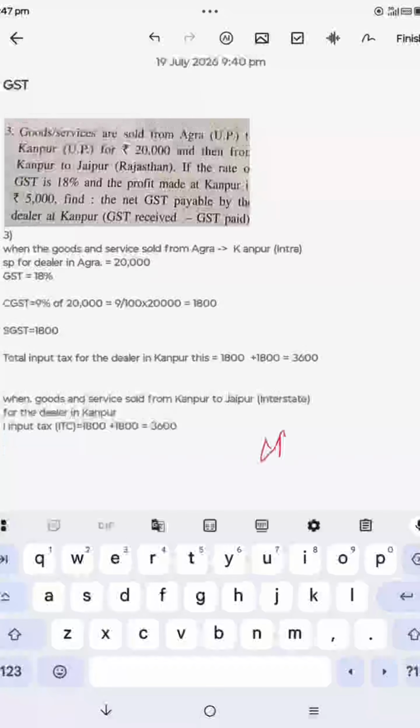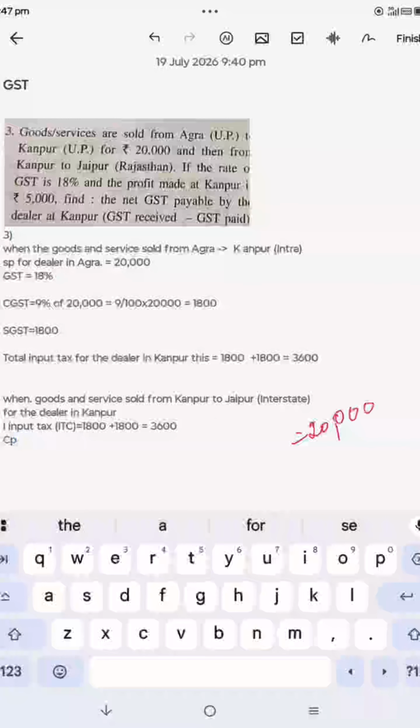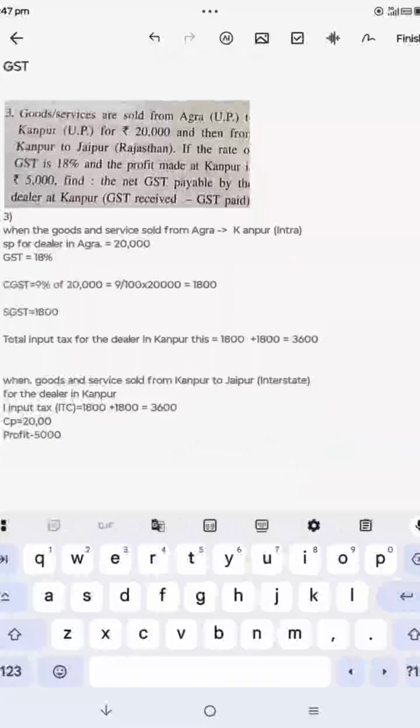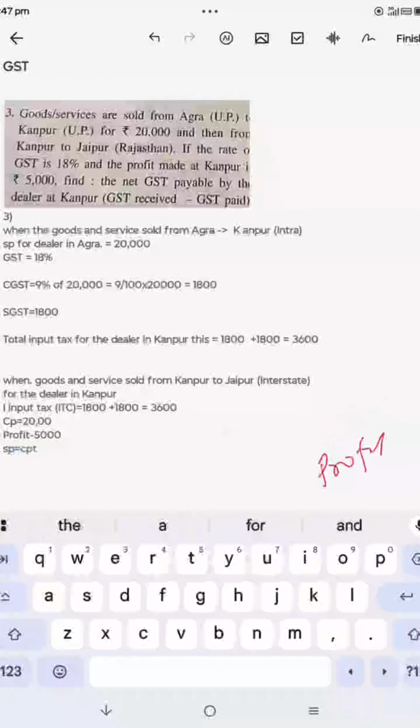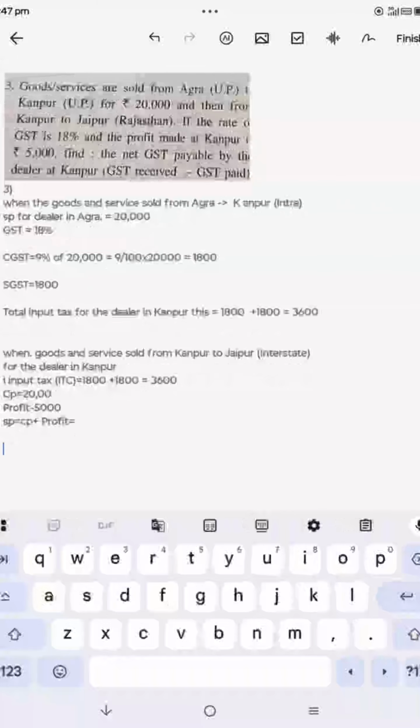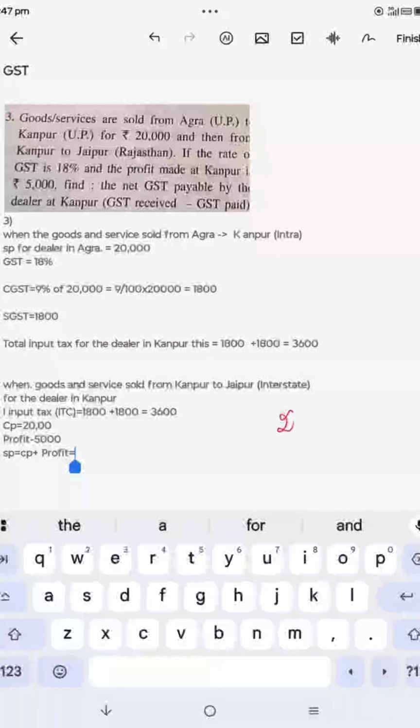अभी हमारा CP क्या है? CP is 20,000. Profit is 5,000. Then SP will be CP plus profit, this is equal to 20,000 plus 5,000. That comes to 25,000.